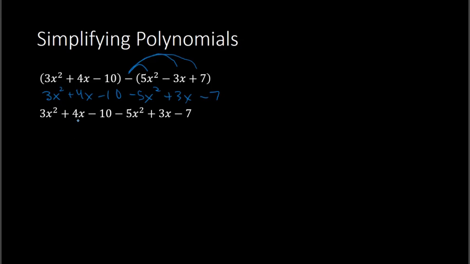So then from here, I can simplify. So 3x squared minus 5x squared, those can combine. So 3 minus 5 would be negative 2x squareds. And then looking at the x's, we have 4x's plus 3 more x's. That gives me 7x's. And then negative 10 minus 7 can combine to get negative 17. So my simplified form would be negative 2x squared plus 7x minus 17.